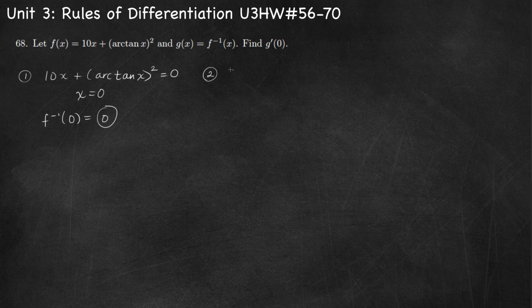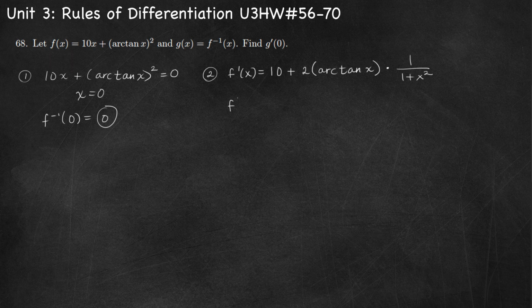Step 2, we need to find our derivative, f prime of x. The derivative of 10x is 10, plus the derivative of arctan x squared. We need chain rule for this. This is stuff squared. So derivative of stuff squared is 2 times the stuff to the power 1 times the derivative of the stuff. And the derivative of arctan x is 1 over 1 plus x squared.